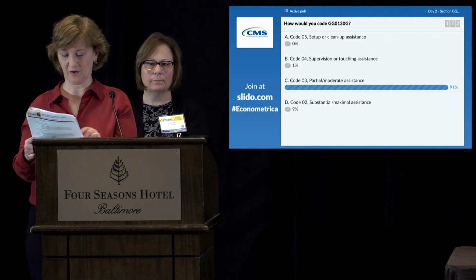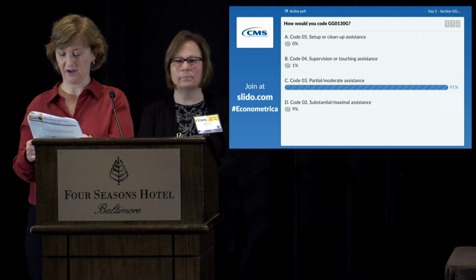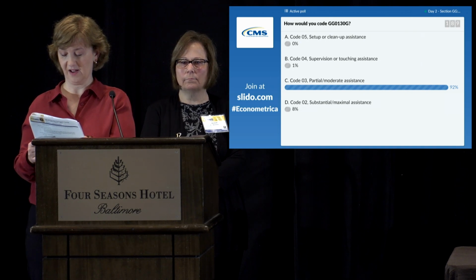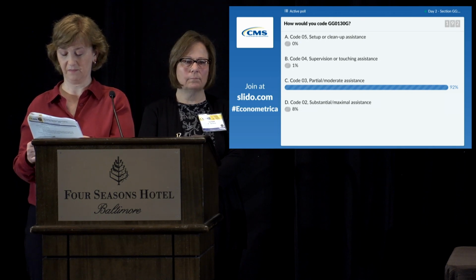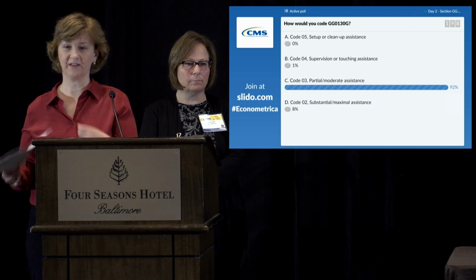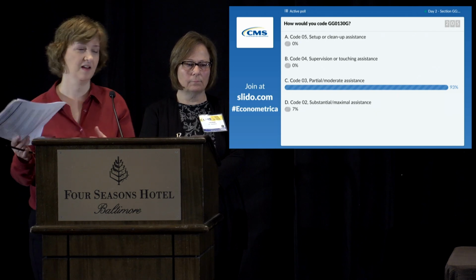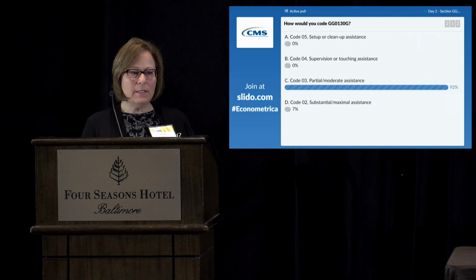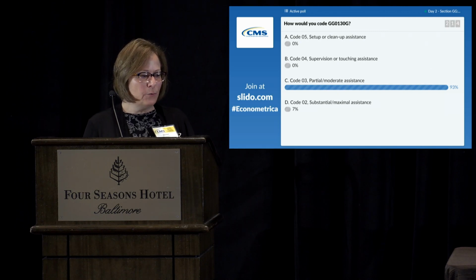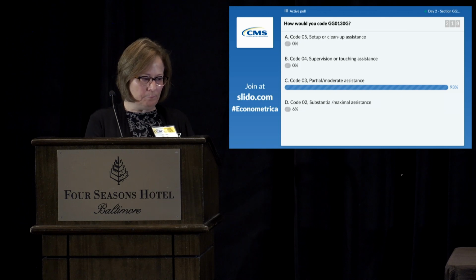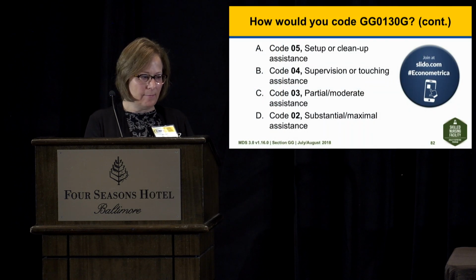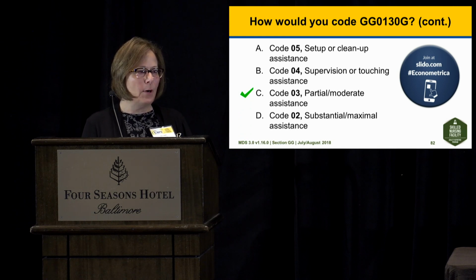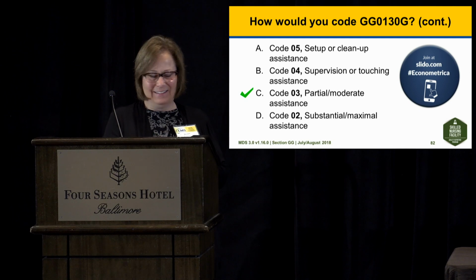Yeah, I would say so, because the helper is putting on the prosthesis, and then no assistance is needed when the resident is putting on underwear and slacks. So that's a lot of work, and so it's just the prosthesis that the helper is assisting with. We once again have a pretty overwhelming coding for 03, partial moderate assistance. Interesting. And there we have the correct answer, code 03, partial moderate assistance. Nice work.